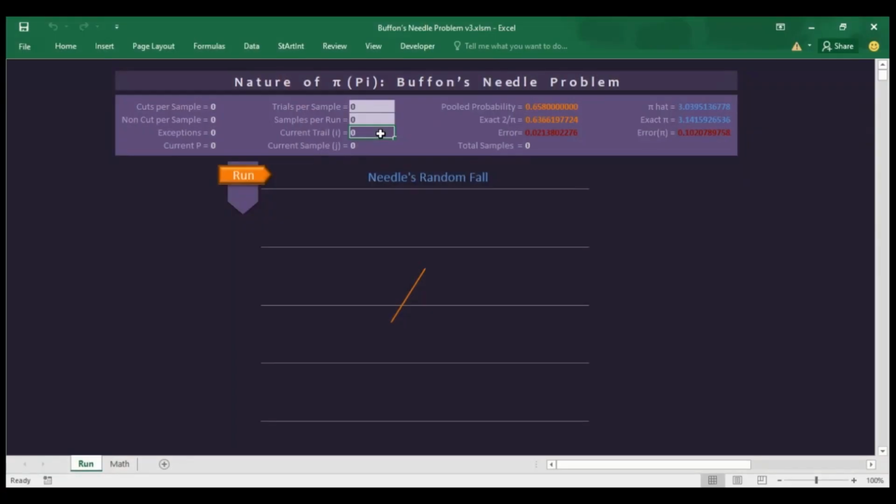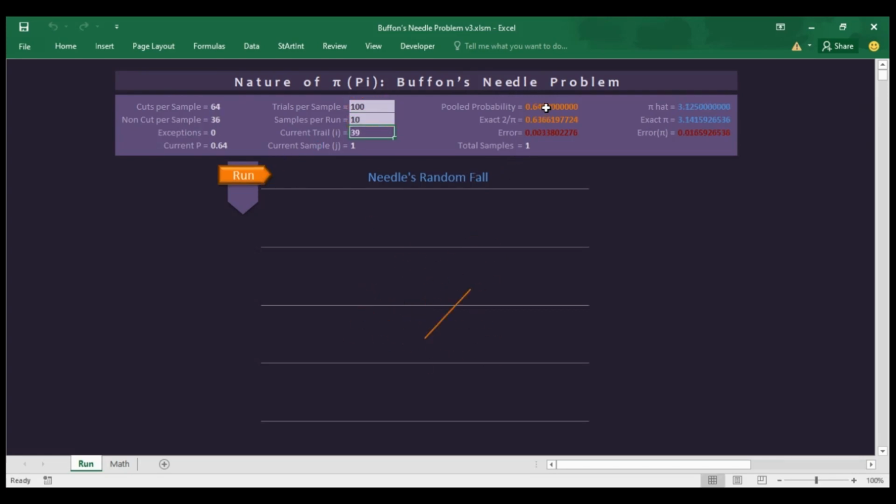So here all we need to set these two values first. First value is trials per sample, by which we set the number of times we toss the needle per one sample. Let's set this to 100. The second value is samples per run, over which number of samples we run the experiment. Let's set this to 10. Then we run the experiment.